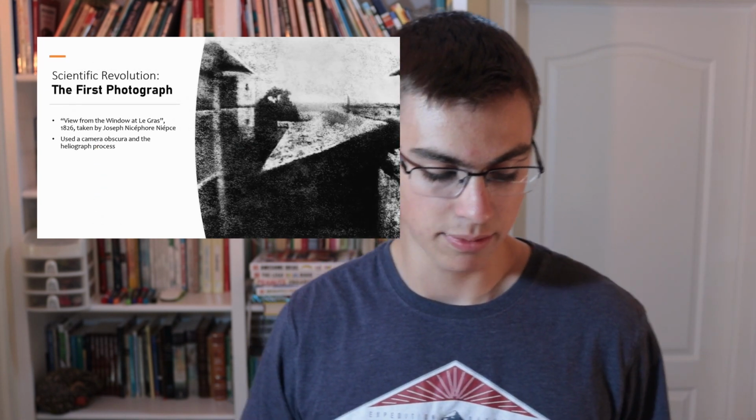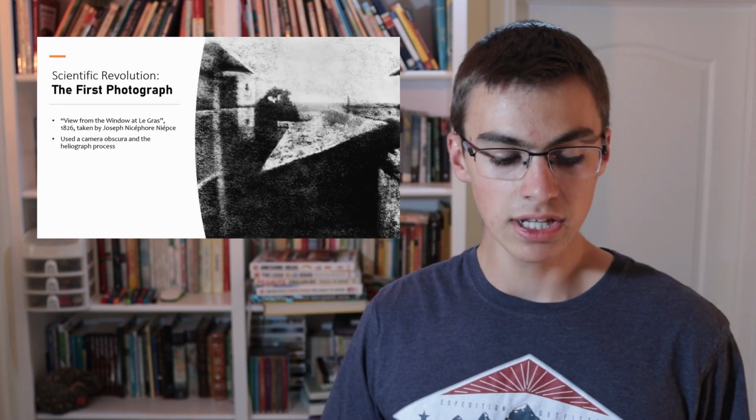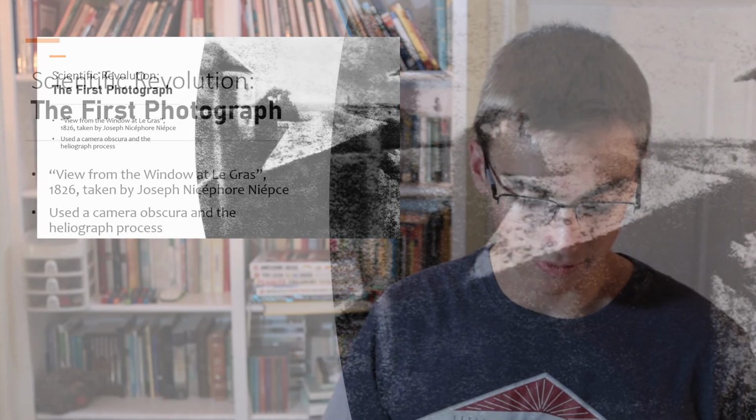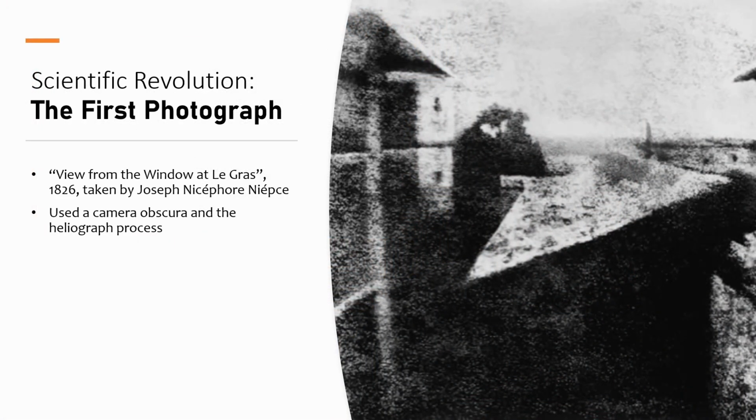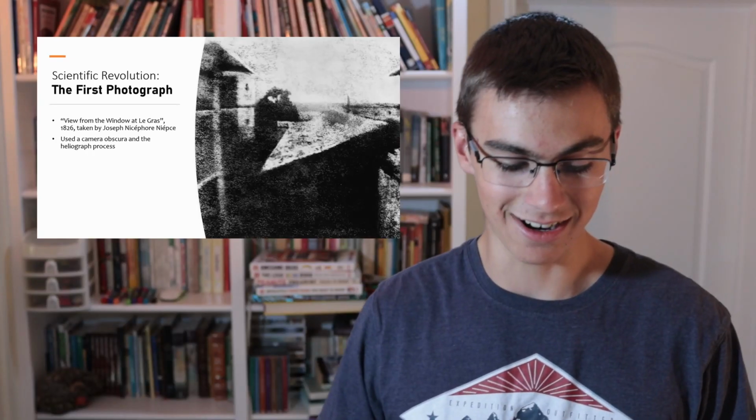Alright, so the next time period is the Scientific Revolution, and for this time period I chose to study the first photograph. So it's titled The View from the Window at Le Gras. It was taken in 1826 by this French guy. We'll just call him Joseph because I have absolutely no idea how to pronounce his last names. And he used a camera obscura and the heliograph process.